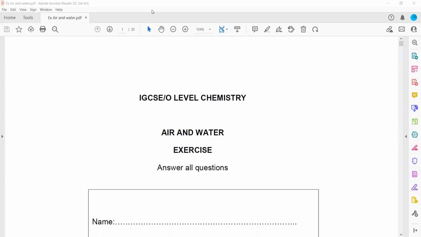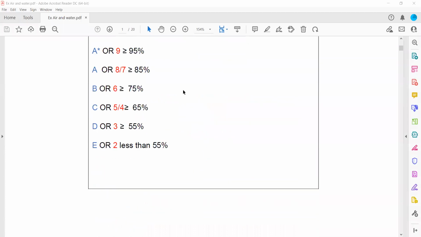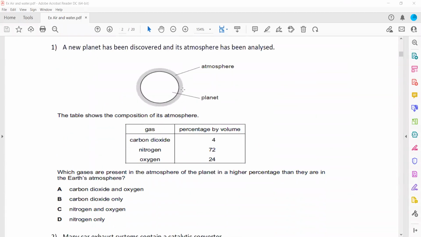So, exercise related to air and water, the topic which we already completed. In this first question, the chat is open. You can also use the chat to state the answer. What do you think could be a right answer?